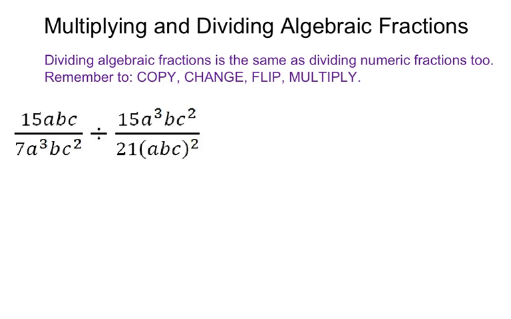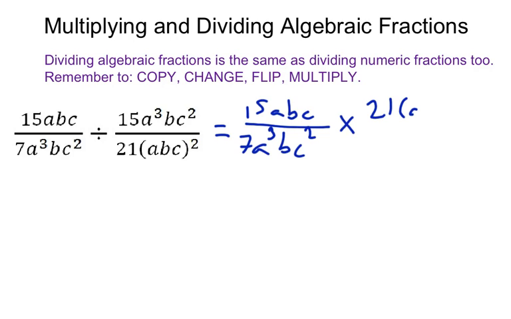And the final example in this video, there's lots of things going on here. So it's a division, so the first thing we need to do is copy the first fraction, 15abc over 7a cubed bc squared, change the sign, and then flip the second one to get 21abc all squared over 15a cubed bc squared.